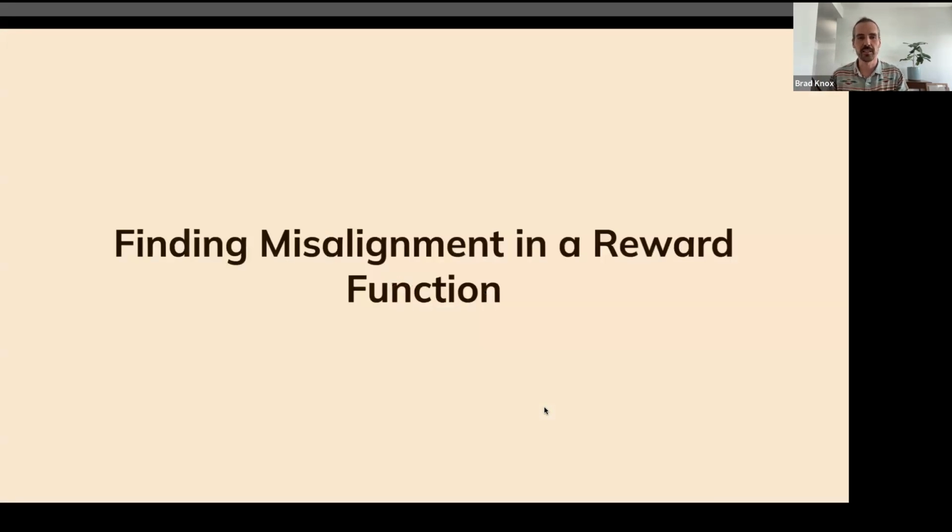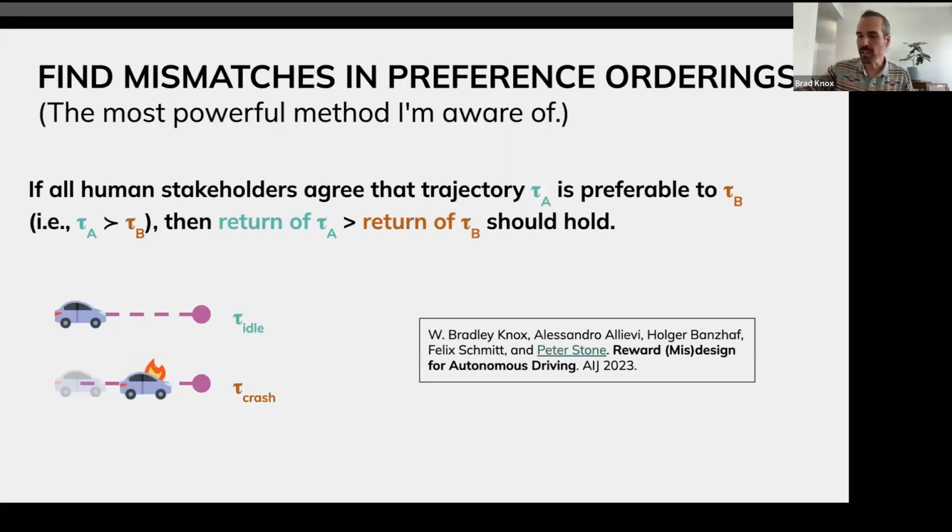Okay, now I'd like to get to this next section. These are two methods for finding misalignment in a reward function. The first one, which is the one I recommend being part of anyone's tool belt, is to find mismatches in preference orderings. So if all human stakeholders agree that some trajectory tau A is preferable to tau B, which can be expressed here in this parenthetical, then for an aligned RL objective, the return of tau A should be greater than the return of tau B. So there's a simple test for alignment.